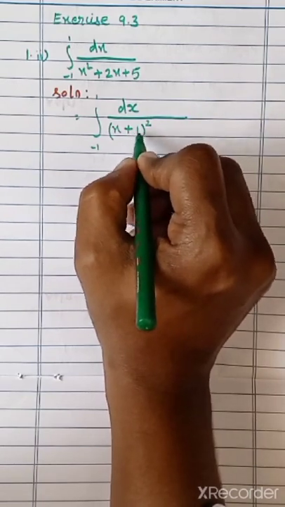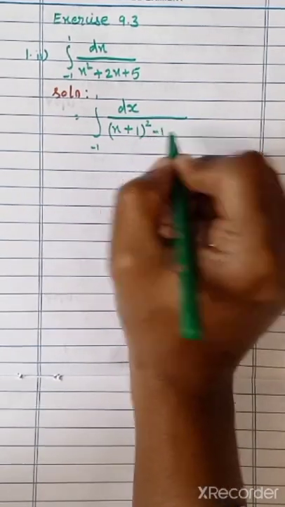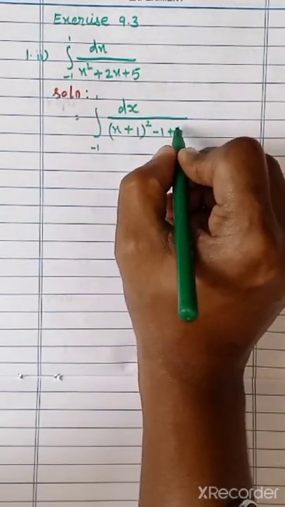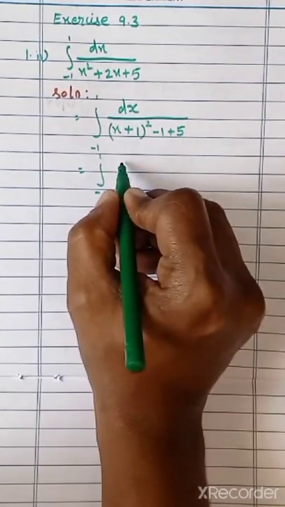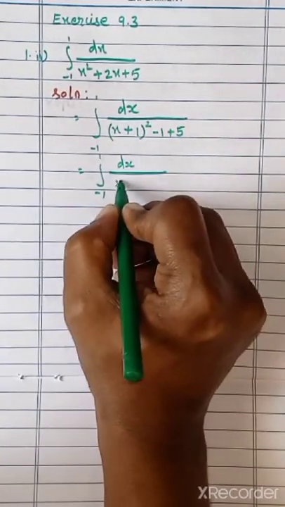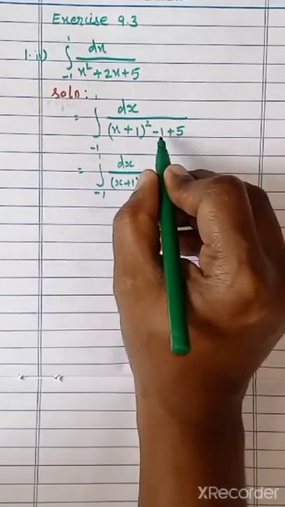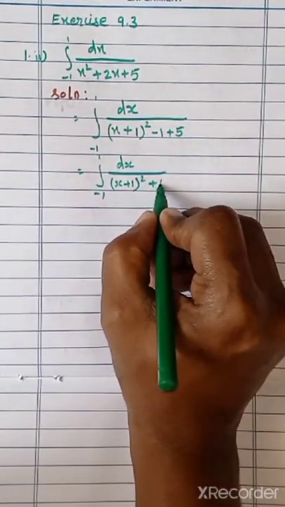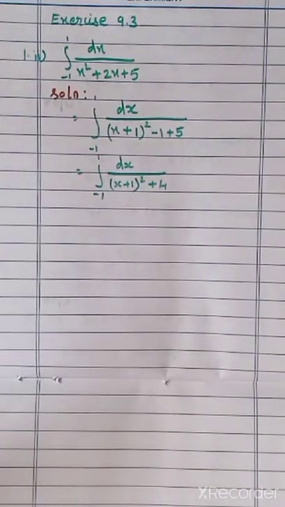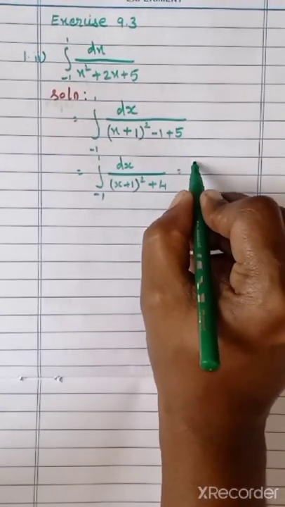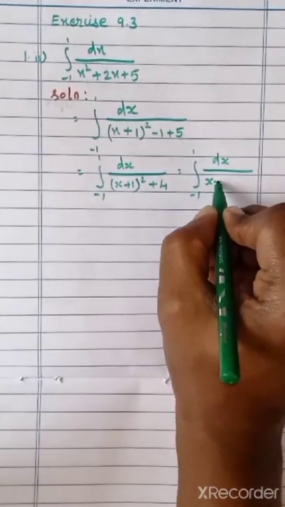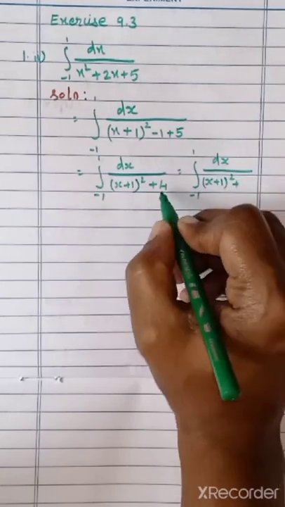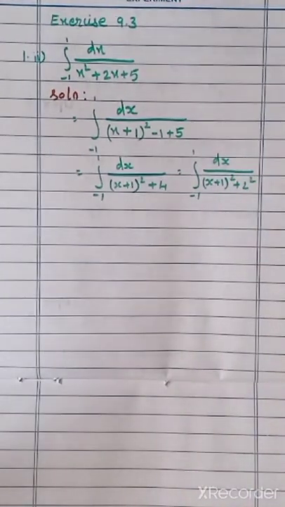Whatever number you are taking here, that you have to square and subtract. So minus 1, and the remaining number is plus 5. Again, if you write this one, integral minus 1 to 1 dx by x plus 1 the whole square minus 1 plus 5, which is plus 4. Now what you got? Integral minus 1 to 1 dx by x plus 1 the whole square plus 4. This 4 can be taken as 2 square. Now tell me what formula we can use.